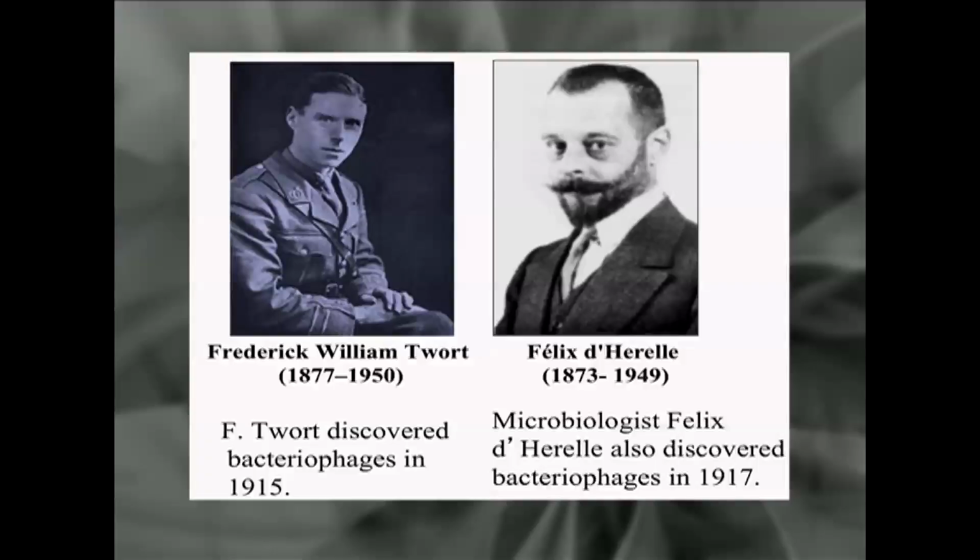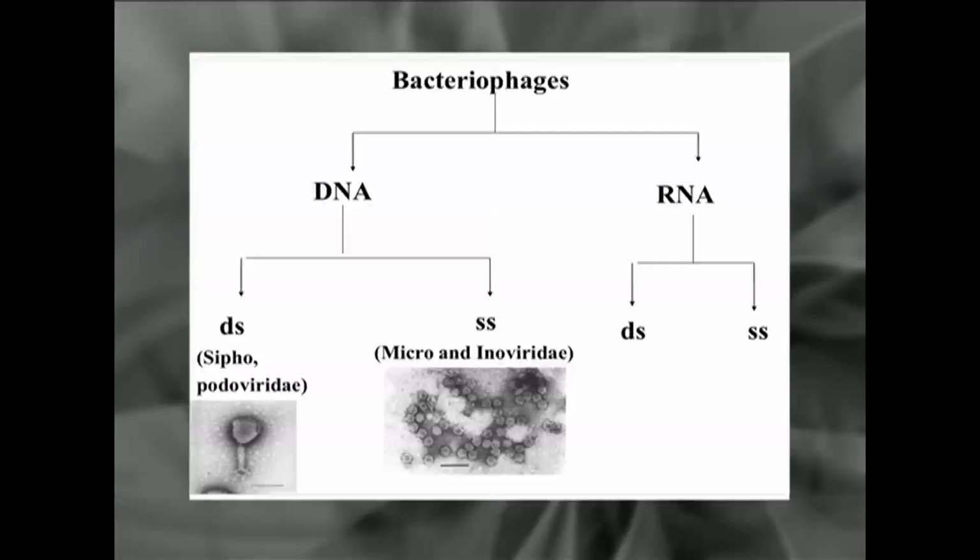Bacteriophages were first discovered by Frederick Twort in 1915, and separately by Felix d'Herelle in 1917. Depending on the genome of the bacteriophage, they are called DNA viruses or RNA viruses. The DNA may be double-stranded or single-stranded. The RNA similarly may be double-stranded or single-stranded. Most bacteriophages are double-stranded DNA viruses. Only a few are single-stranded DNA viruses.